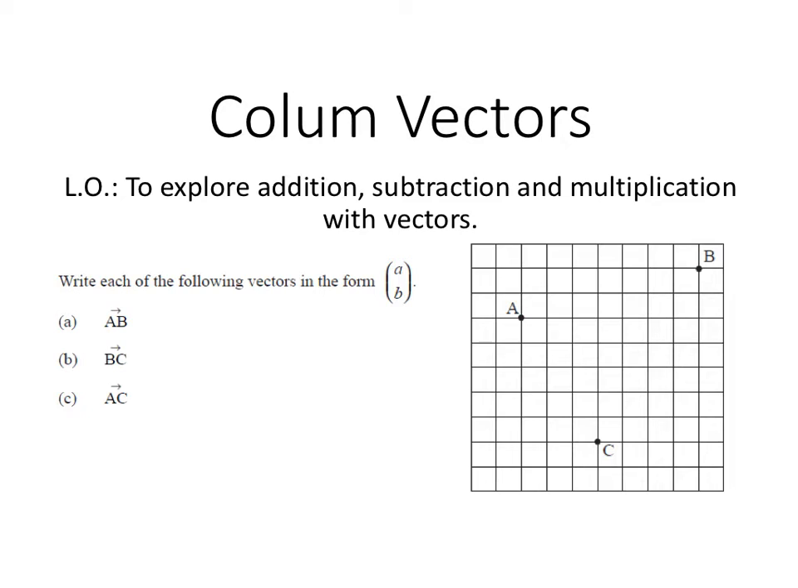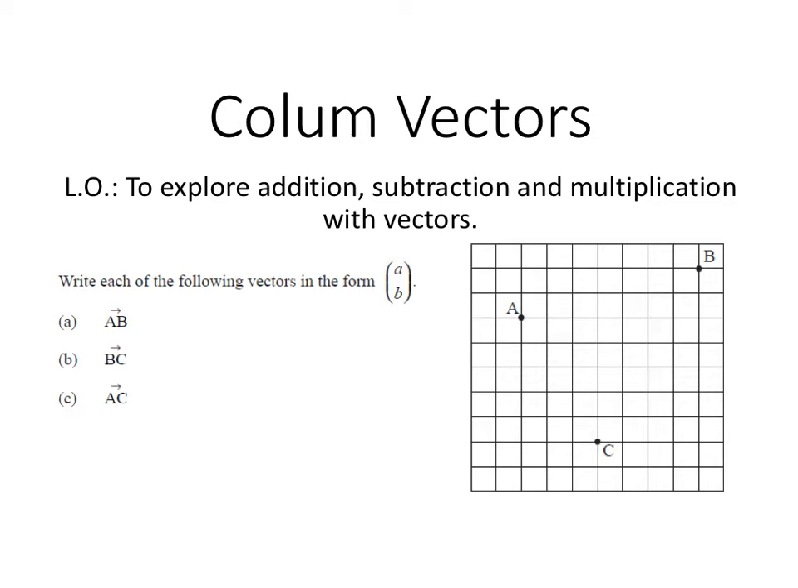And if you have, then what I would like you to do is to describe as a column vector the vector from A to B, so from here to here, the vector from B to C, and then the vector from A to C. Okay, so pause the video now and just have a go at writing those down.